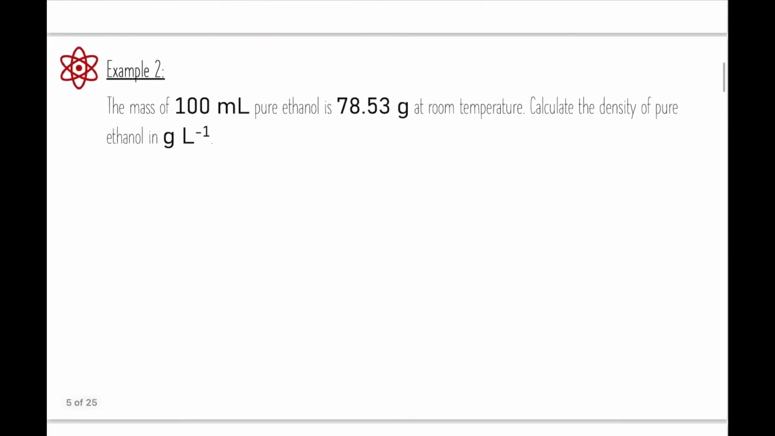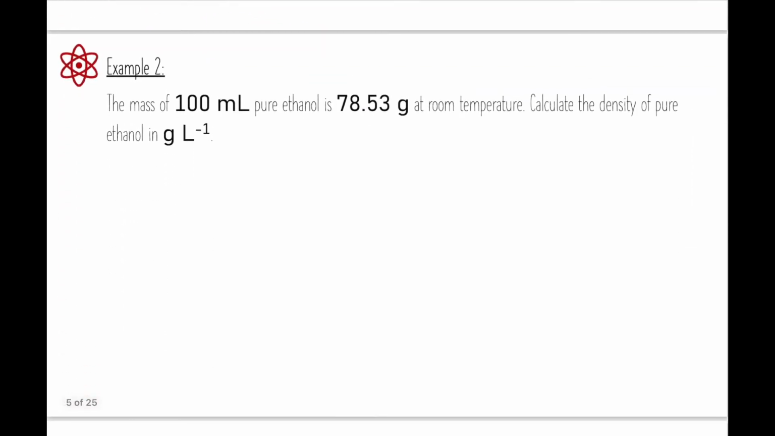Let's proceed to example number 2. The mass of 100 milliliter pure ethanol, so here is the volume of solution, is 78.53 gram, and here is the mass. At room temperature, calculate the density of pure ethanol in gram per milliliter. In this question, the unit of density is given specifically, which is gram per milliliter.